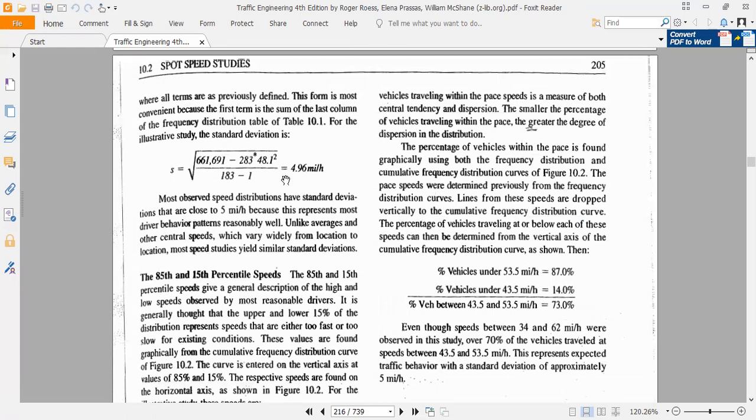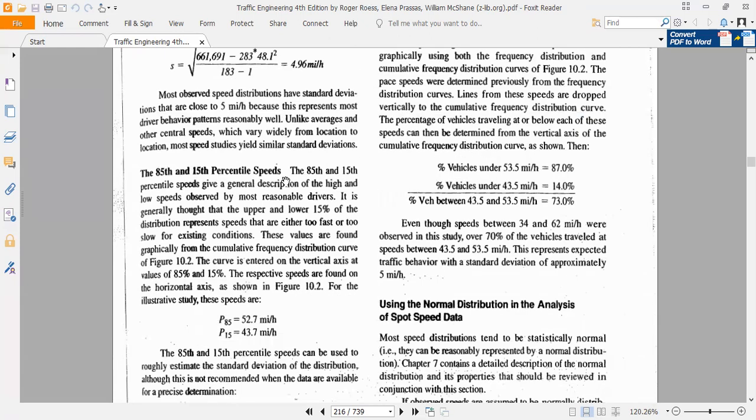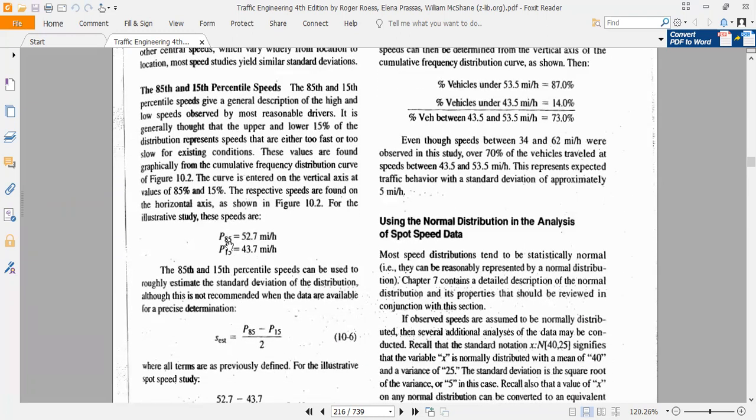So 4.96 mile per hour is the standard deviation, and similarly these are the 85th percentile speed and the 15th percentile speed. So the 15th percentile speed is 43.7, and the 85th percentile speed is 52.7. That means 85% of the vehicles are moving at 52.7 mile per hour or less than it. And the 15th percentile speed is that speed at which 15% of the vehicles are moving. The 85th percentile speed can be used to roughly estimate the standard deviation distribution.